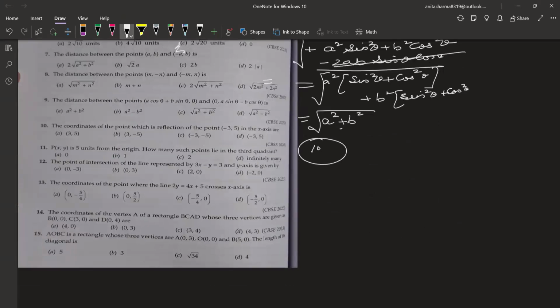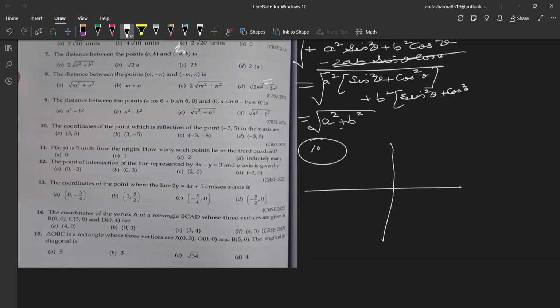Tell me, children, what will be the point for the reflection? Ma'am, -3, -5. Ma'am, 3, 5. 3, 5. How, beta? Because they said it's the reflection in the x-axis. Reflection is in the x-axis only, right? They are saying the coordinate of the point, which is the reflection of the point in the x-axis.